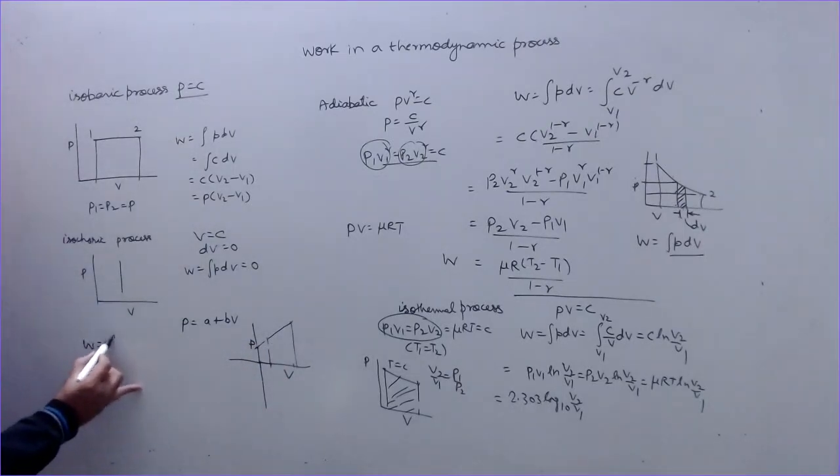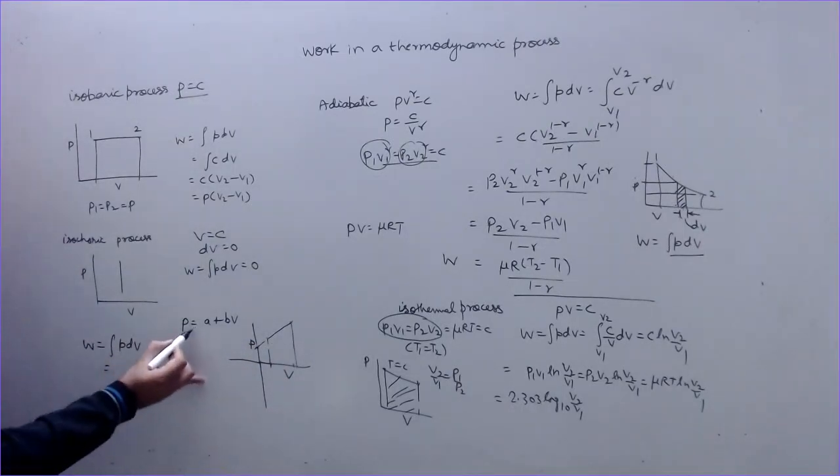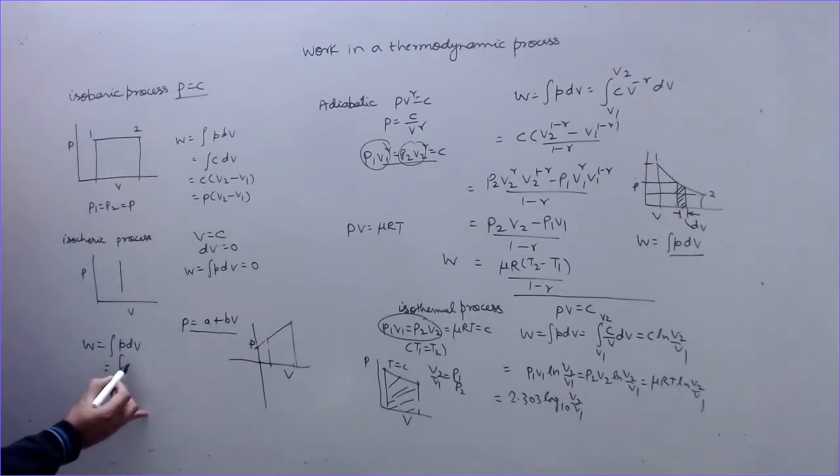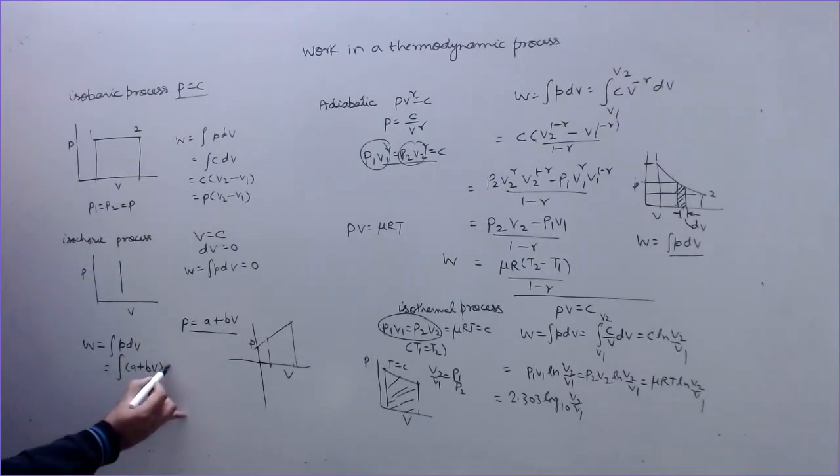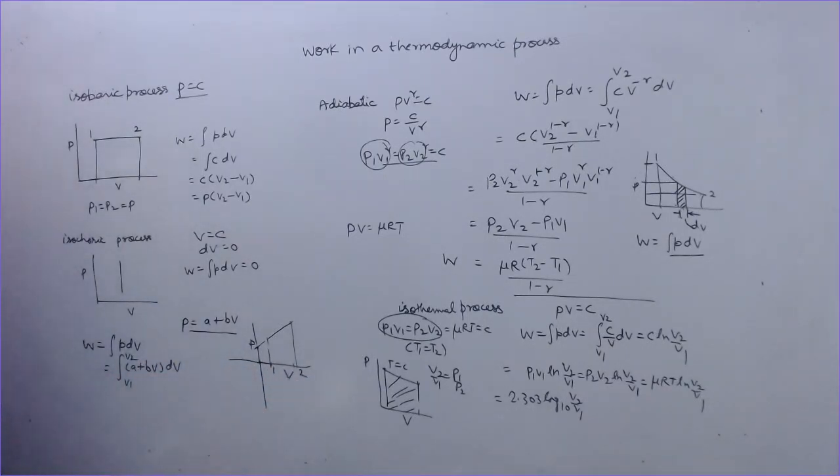So this is integral of P dV. Putting the value of relation in terms of V, P is A plus BV dV from V1 to V2. This is 1, this is 2. V1, V2, P1, P2. So this is A (V2 minus V1) plus B (V2 square minus V1 square) divided by 2. This is how you can find the work done during a process which is a reversible process, which is in equilibrium at all the points, intermediate stages, and for which the relation between P and V is given.